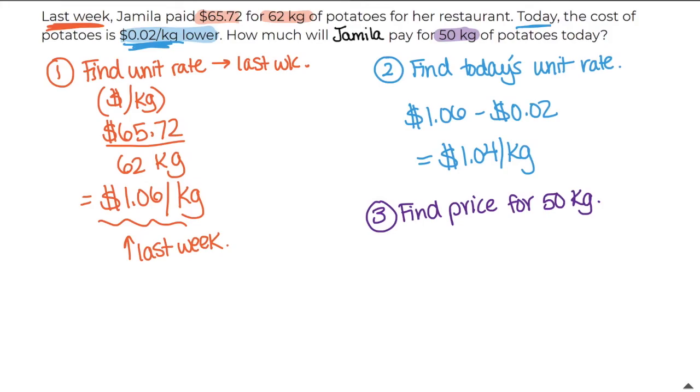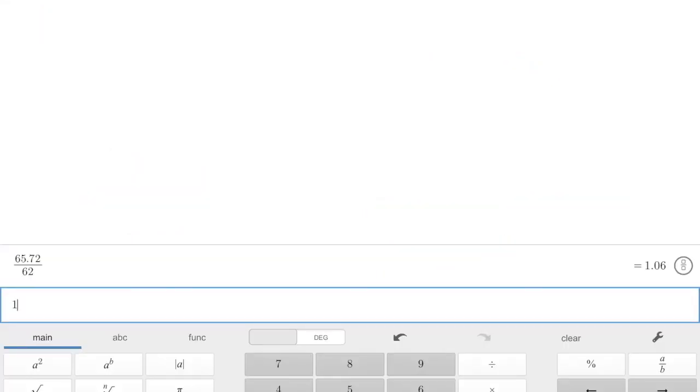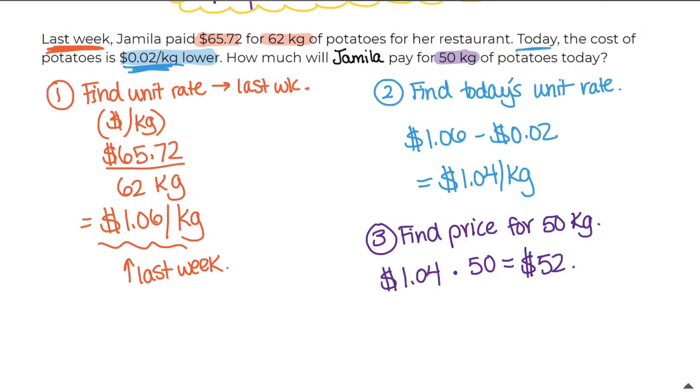So now I want to know how much she will pay for 50 kilograms of potatoes today. So if it is $1.04 per kilogram here, I would multiply that by 50 and I would get $52. So we can say that Jamila will pay $52 for 50 kilograms of potatoes today.